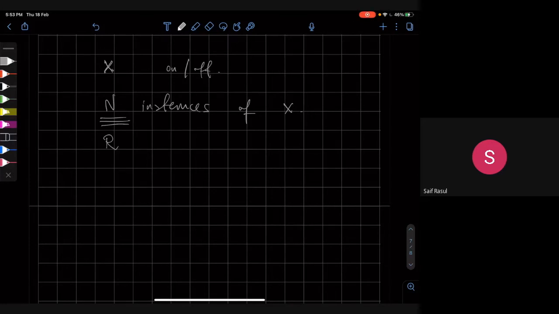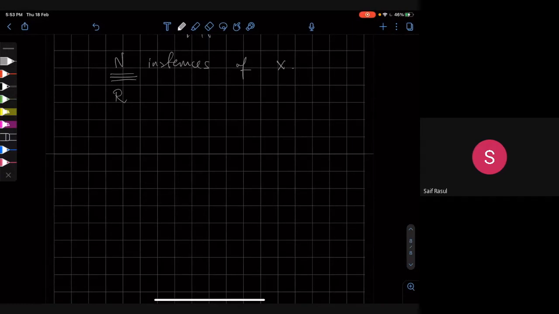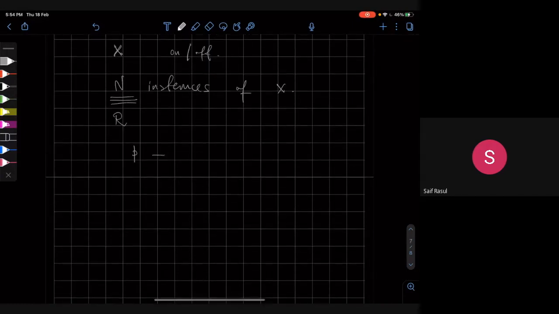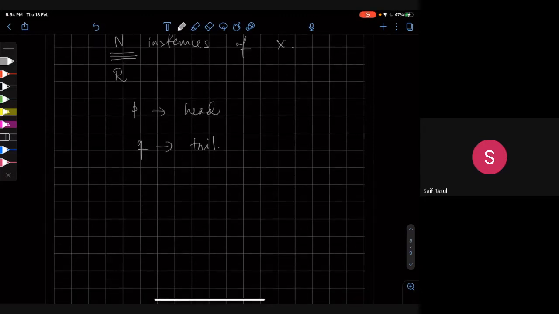So the question is, of those n times, how many times, r times say, what is the probability that of n times you get head r times? What is the probability of that? That's kind of easy to find out. If the probability of head is p, and q is tail, then if you have n trials, the probability of having head r times is going to be p to the power r times q to the power n minus r.